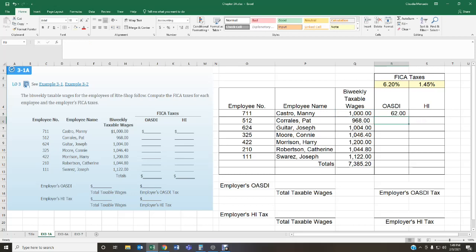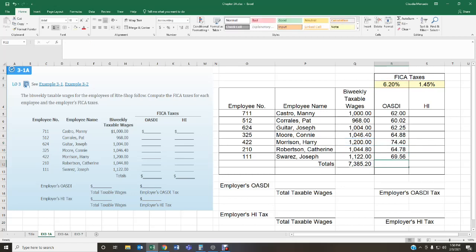I can hit enter. Okay. Once I hit enter, I'm going to select the cell, and on the right bottom corner, there's a little green box. You're going to click that little box and drag down. And voila, you've got all of your numbers populating. If you click on any of those cells, those formulas, you can easily see what it's doing. It's multiplying the biweekly taxable wage times the 6.2%.